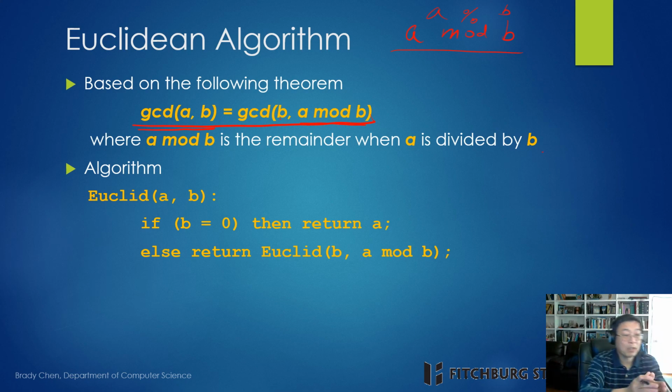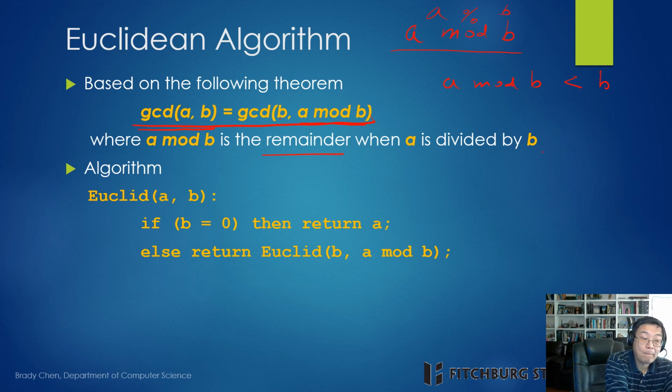Remember the remainder, right? When we divide a by b, we cut a into chunks of fragments, each of length b. So we chunk b, b, b, b, and each is b. And then the remainder is a small piece, which is smaller than b. If it's greater than b, we can still cut, right? Now, what does that mean? The remainder, a modulo b, must be smaller than b, because a is divided by b. If it's bigger than b, we can cut another chunk of fragment b, right?